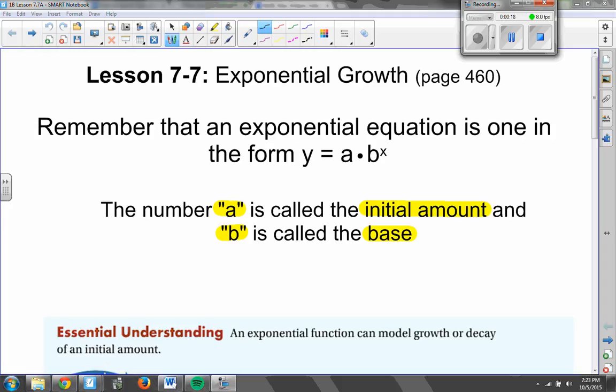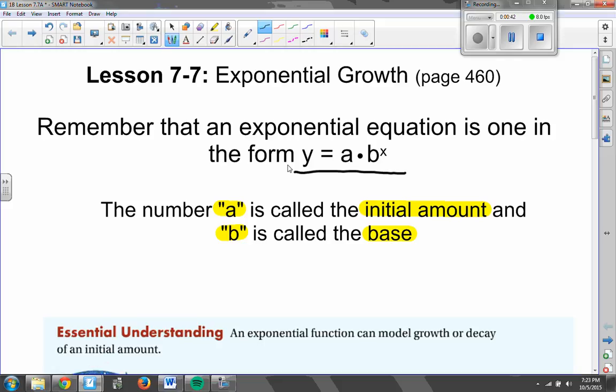To begin, let's remember that an exponential equation is one that is in this form: y equals a times b to the x power. All right, and now we're going to add some formal names for our a and our b numbers, which we know can be any number that we want.